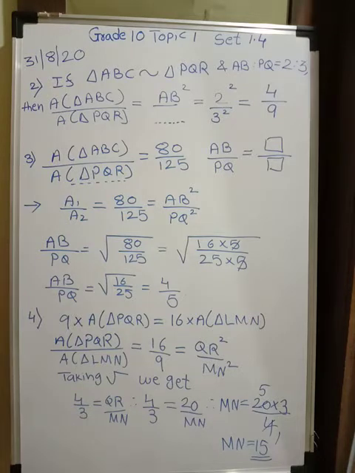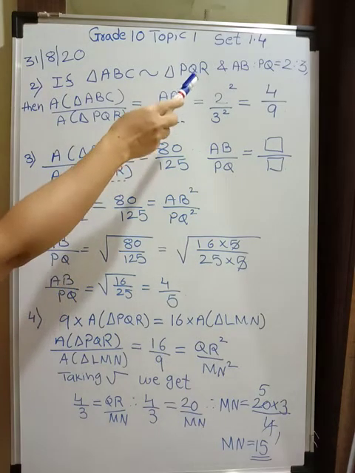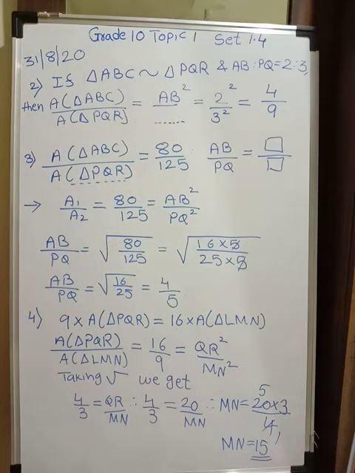Now we are going to see the second problem from set 1.4. The problem is just fill in the blanks depending upon the property of areas of similar triangles. They have given triangle ABC is similar to triangle PQR, and the ratio AB to PQ is given as 2:3.